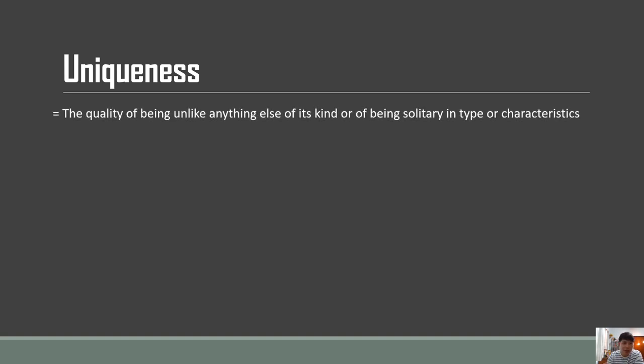Next, let me talk a bit about uniqueness. Okay, uniqueness. In Thai, we call it ekalak. Ekalak or uniqueness. So uniqueness means the quality of being unlike anything else of its kind. You have to remember, because this will be in the quiz. It means the quality of being particularly remarkable or outstanding or special or unusual.